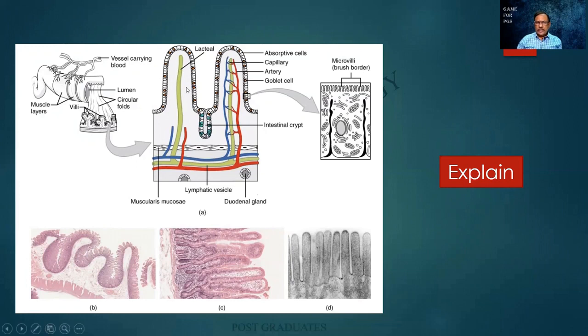And there is a second component called the crypt. One is the villus, the second one is the crypt. And in the crypt, we have got the Paneth cell, the stem cell. So these are of great importance to us, and it is this crypt which is notorious for any malignant transformation. I hope you are able to correlate the diagrams, and let us see in what way we can apply it.